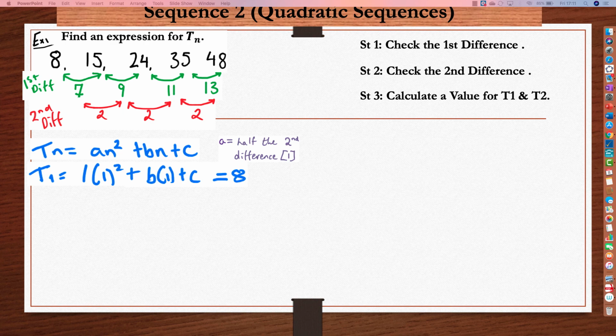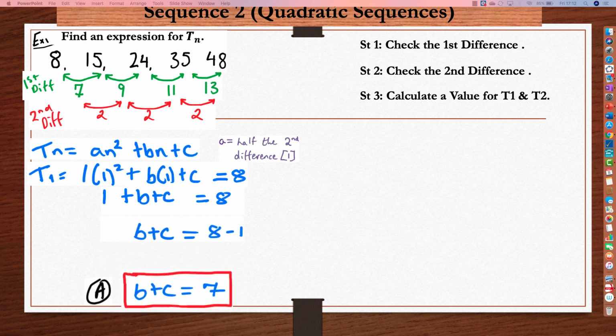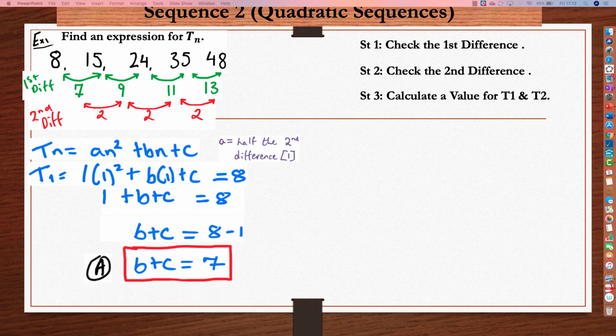And I know what T1 is. I know what T1 is, it's up here. But I need to get a value for B and for C, because it's my formula. So 1 times n, we said n is 1. B times 1 plus C is equal to 8. This is a bit tricky to start with. Anyone? 1 times 1 squared? 1. So it's 1 plus b plus c is equal to 8. Bring over my 1, what's it going to come out as? Minus 1. b plus c is equal to 7. I'm going to box that off and put a little a around it.